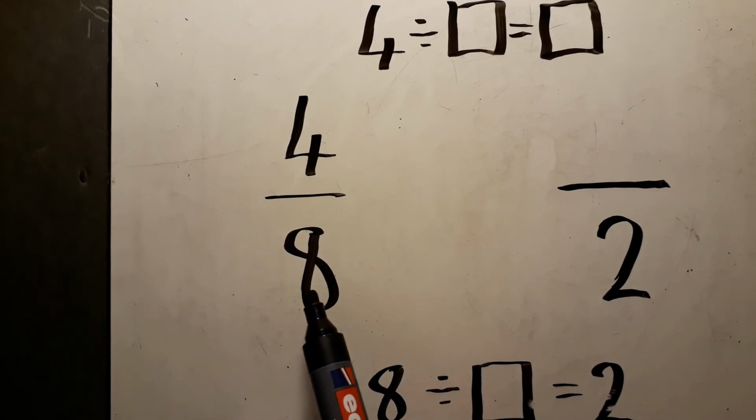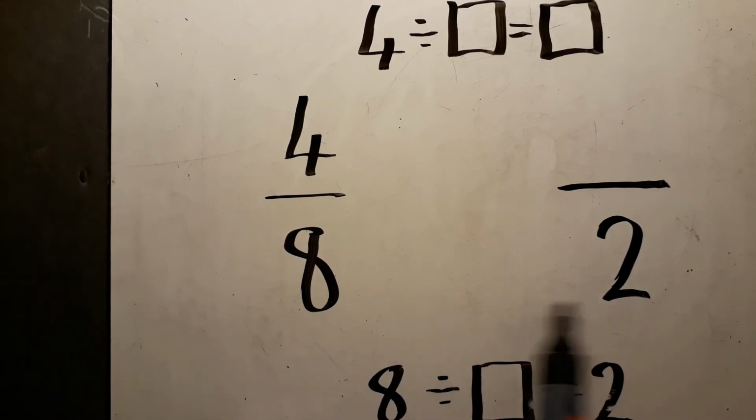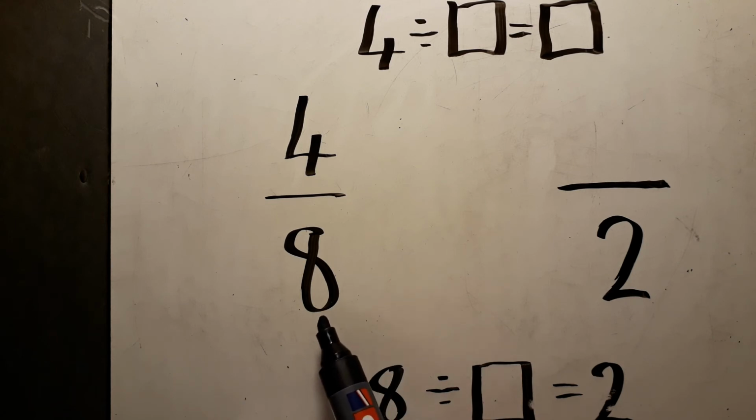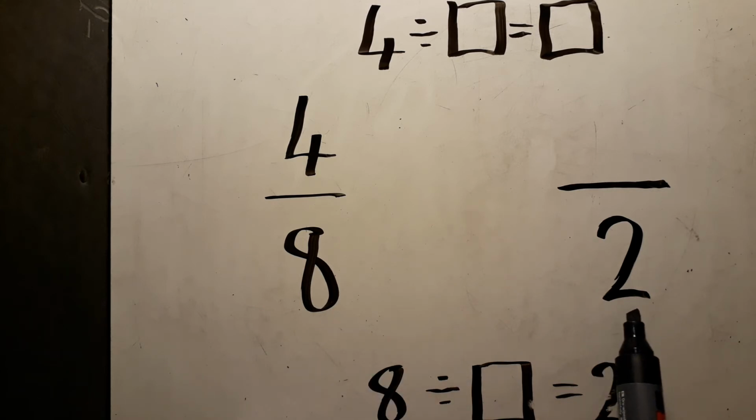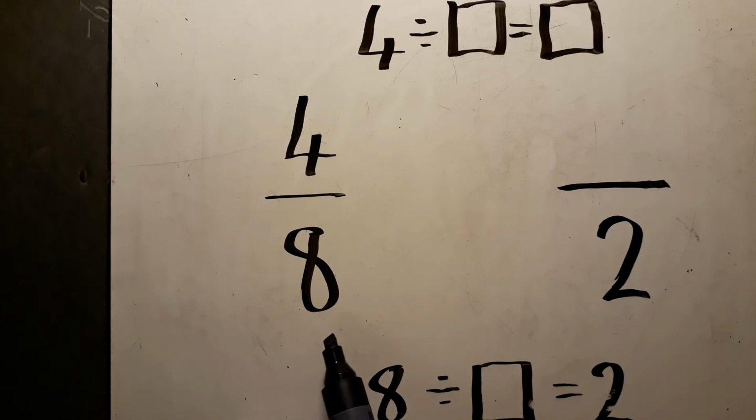So here I know I've got to work out and convert my eighths into halves. Now some of you will just be able to see it. I hope a number of you will actually. But if we look at what we're actually doing mathematically, we're saying 8 divided by something has given us 2.